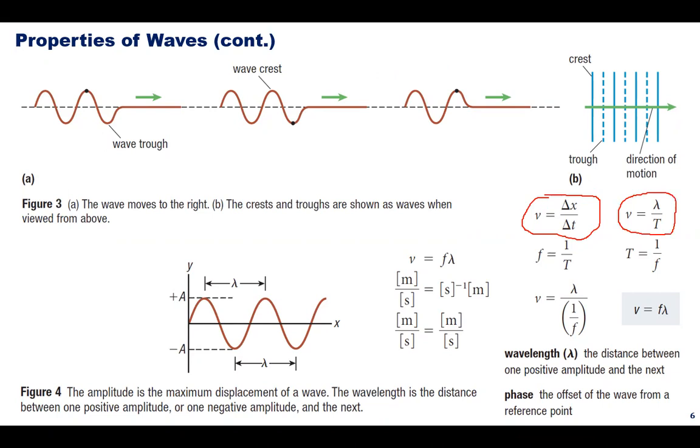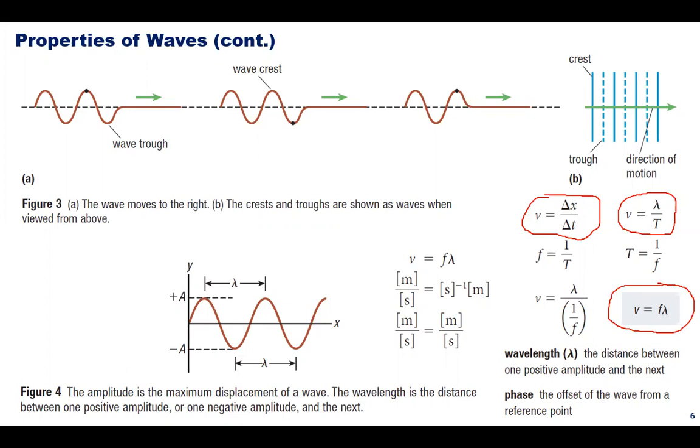Frequency f and period T are related according to the following relationship. f equals the reciprocal of T, or T equals the reciprocal of f. Substituting the equation for period into the equation for v, you can see that v equals lambda over the reciprocal of f, or we have this formula here. v equals lambda f, or f lambda.